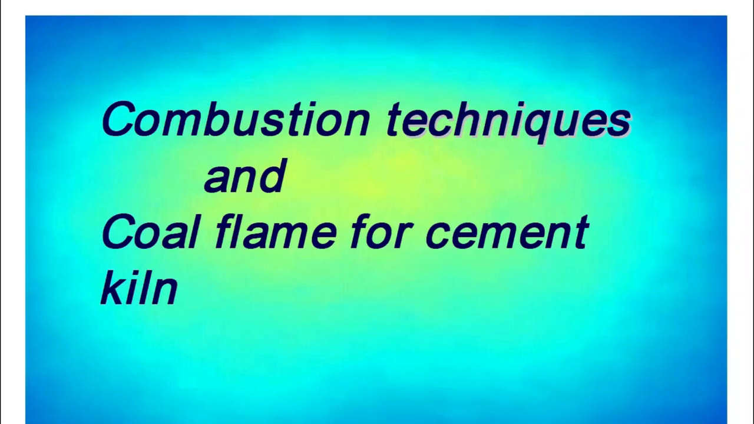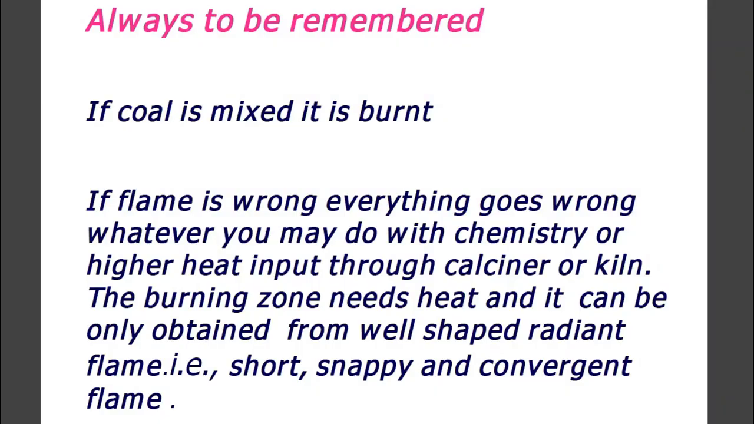Combustion techniques and cold flame for cement kiln. Principles of combustion: always remember, if coal is mixed, it is burned. If the flame is wrong, everything goes wrong. Whatever you may do with chemistry or higher heat input through the calciner, the burning zone needs heat, and it can be obtained only from a well-shaped radiant flame that is short, snappy and convergent.